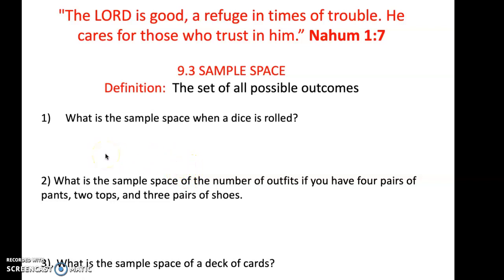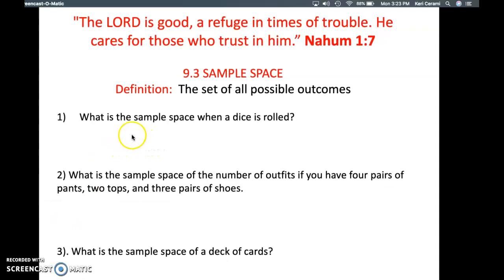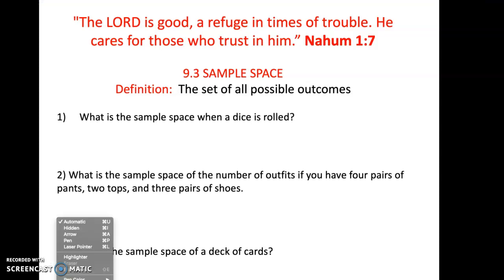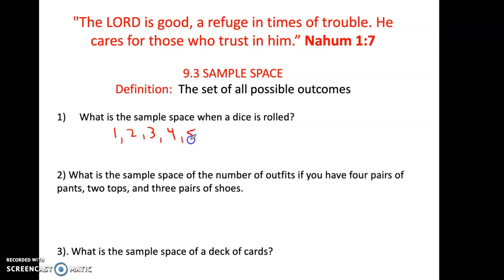What is the sample space when a dice is rolled? So when a dice is rolled, how many options do we have here? We know that when one die is rolled, you can roll a 1, a 2, a 3, a 4, a 5, or a 6. So the sample space would be 6 possibilities. So it's out of 6.